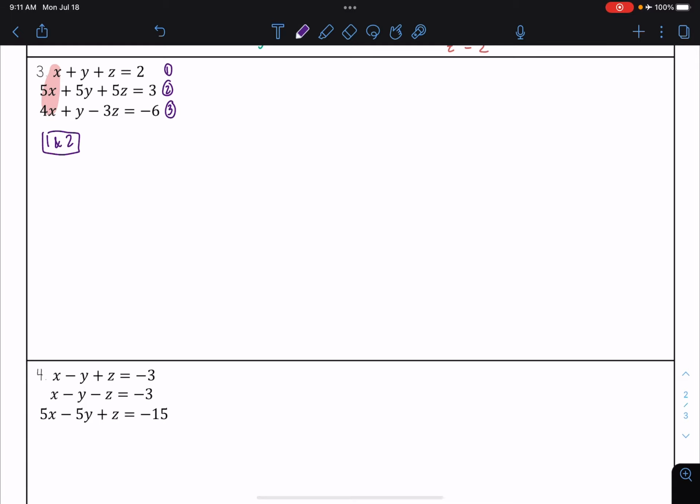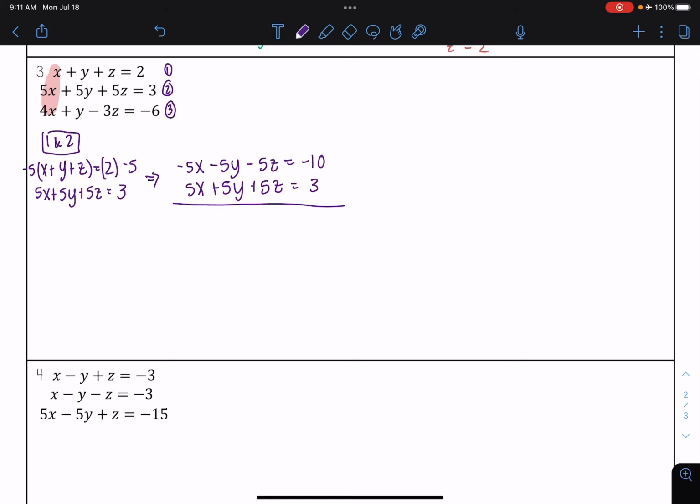So when I rewrite those, I have x plus y plus z is equal to 2. And so to eliminate x, I need to multiply this first equation by -5. And so when I do that, I get -5x minus 5y minus 5z is equal to -10. And then I have 5x plus 5y plus 5z is equal to 3.